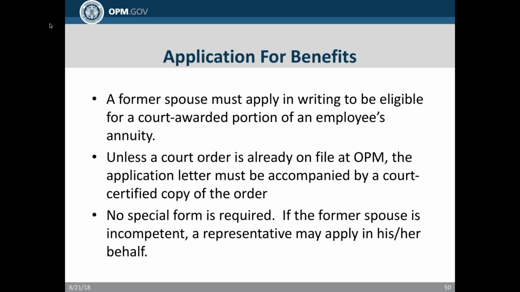Okay. A former spouse must apply in writing to be eligible for a court-awarded portion of an employee's annuity, unless a court order is already on file at OPM. The application letter must be accompanied by a court-certified copy of the order. No special form is required. If the former spouse is incompetent, a representative may apply on his or her behalf.